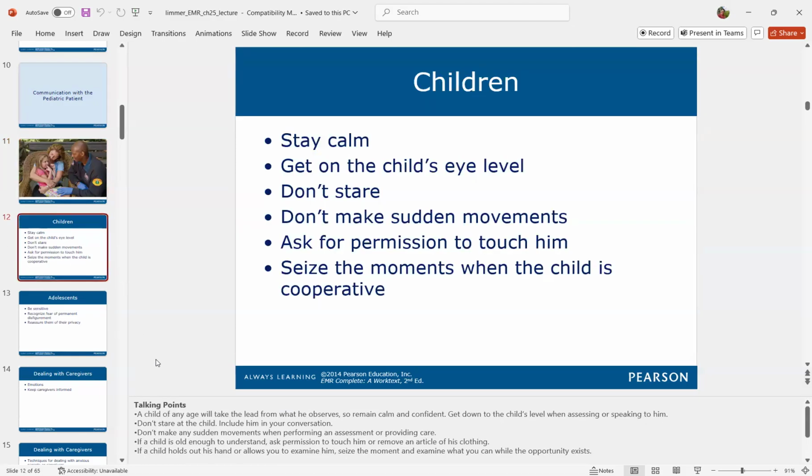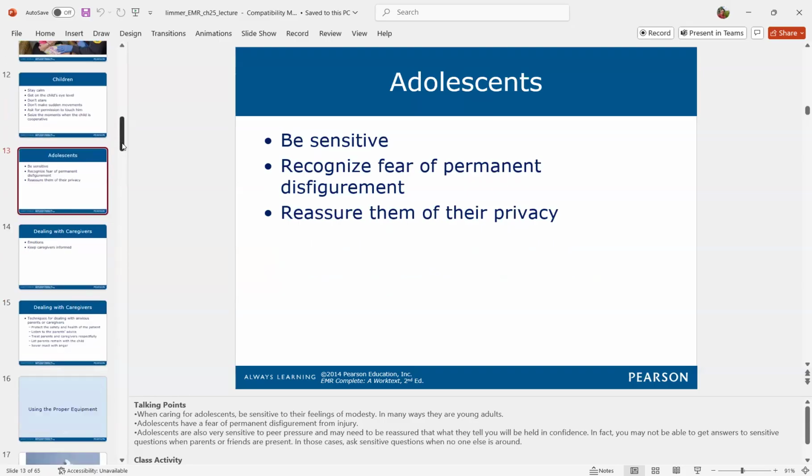So stay calm, keep at the child's eye level, don't stare at them, avoid sudden movements, ask for permission, and then seize the moments when the child is cooperative and you can get stuff done. You might have to talk them through stuff like, you're going to take a blood pressure. Well, what is that? Well, I'm going to put this on your arm. It's going to squeeze it a little bit. Or if you're going to get an O2 sat, you want to put the little monitor, their pulse ox, on their finger. I usually show them what's going to happen, and then I do it to them so they understand what you're going to be doing. Talking them through some stuff.